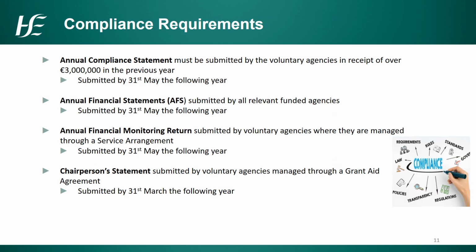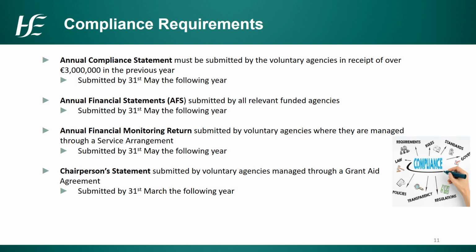We will now move on to compliance requirements. An annual compliance statement must be submitted by voluntary agencies in receipt of over €3 million in the previous year. This must be submitted by the 31st of May the following year. Annual financial statements, AFS, must be submitted by all relevant funded agencies and be reviewed by the HSE. This must be submitted by the 31st of May the following year.